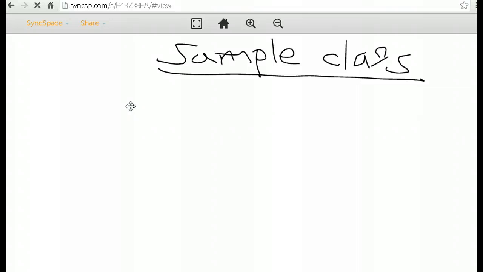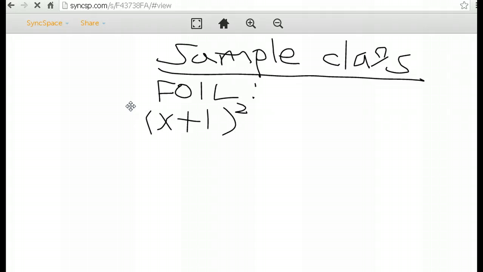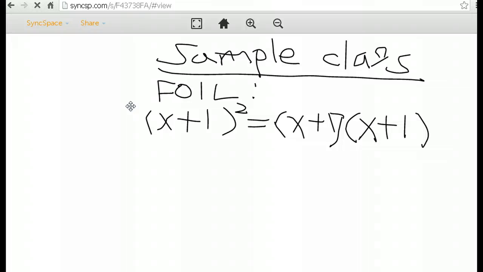So let's say when you are going to do the FOIL example, something like x plus 1 squared. x plus 1 squared means x plus 1 multiplied by the same thing. And then for it, there is this one, this one, this one, and this one. Yeah, there are 4 possibilities. And now I'm going to change the color. Let's say now I'm going to use the red.